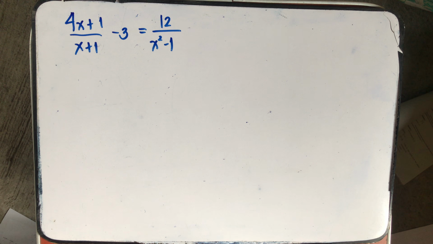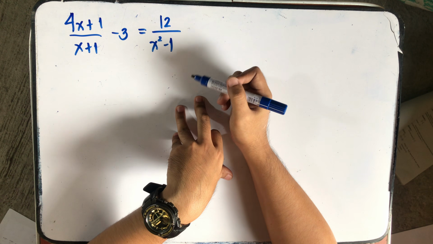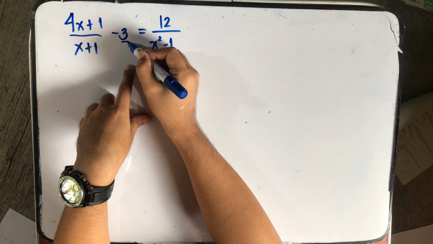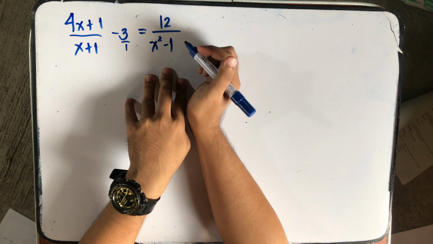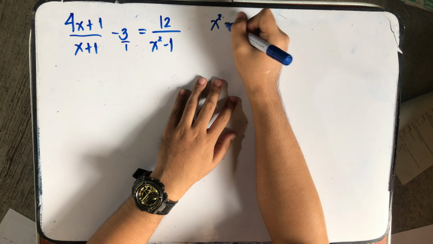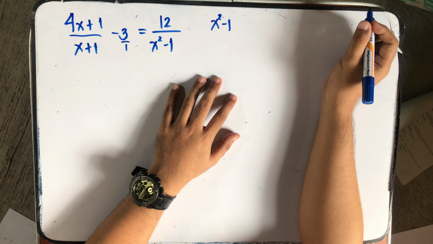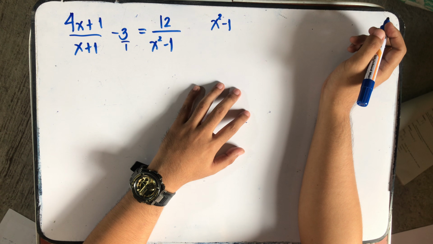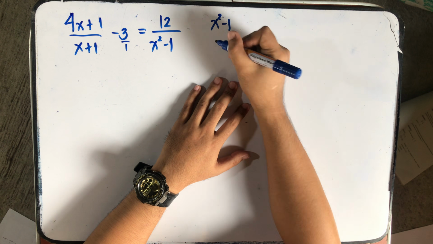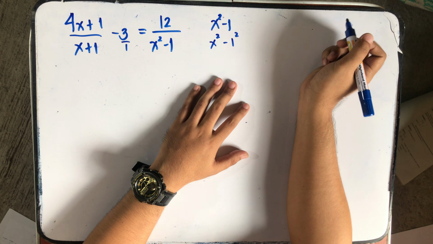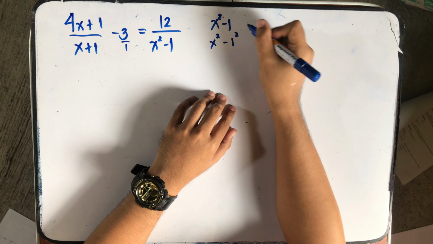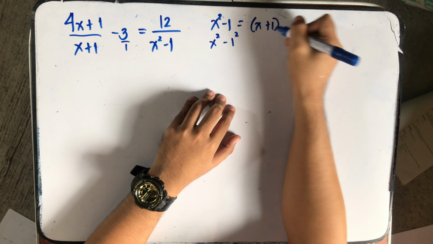So look at the given. For this given, we could find out all the denominators, and the denominators would be x + 1. The denominator of negative 3 is just 1, and the denominator of 12 is x^2 - 1. Reviewing your junior high school mathematics, we could say that this is the difference of squares. And if that is the case, the factors of x^2 - 1 is just equal to (x + 1) times (x - 1).